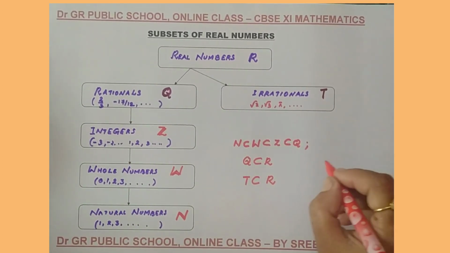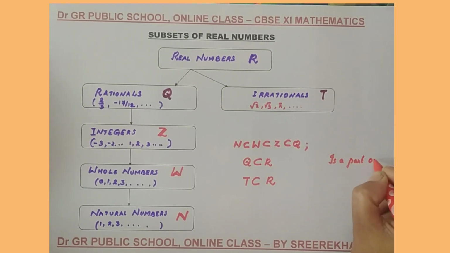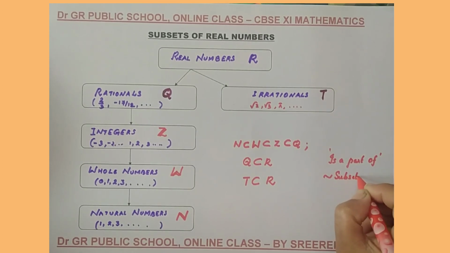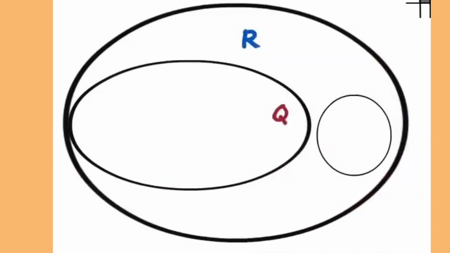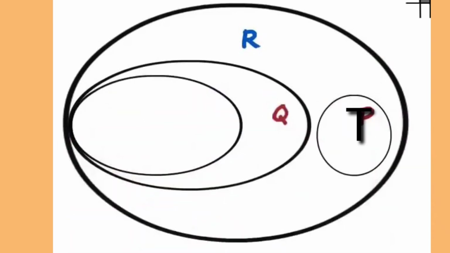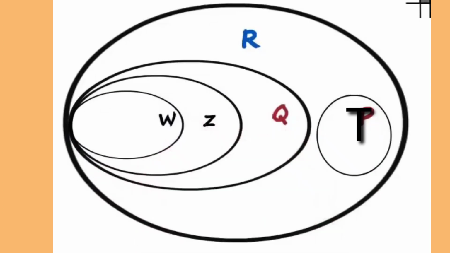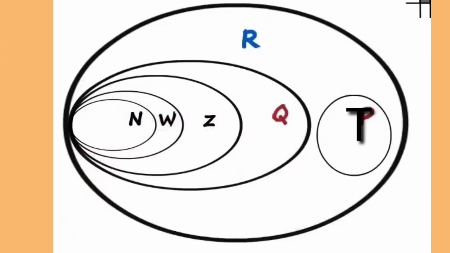We studied in the last class that "is a part of" can be represented as subset. Subset is usually represented with a symbol like this. Thus, if we consider the set of real numbers, we can say that Q and T are separate subsets of R, Z is contained in Q, or Z is a subset of Q, W is a subset of Z, and N is a subset of W. Hope you understand this.